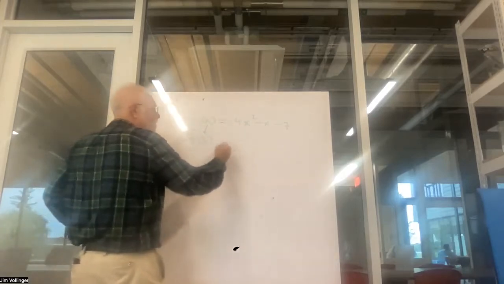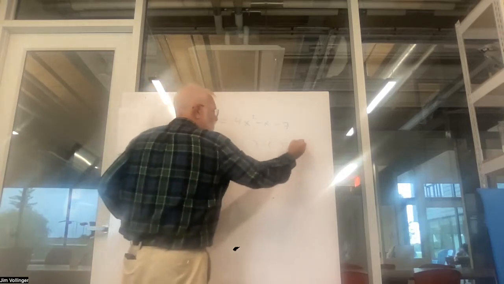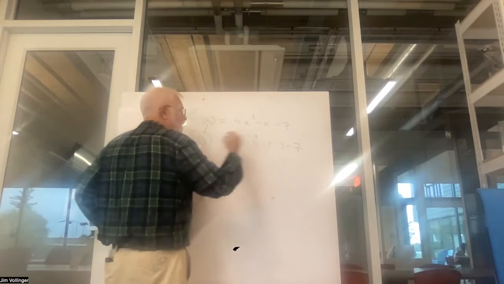And so what am I doing over here? I'm replacing x with 3. So those are like portals. Over here, I'm going to do 4 in a square.